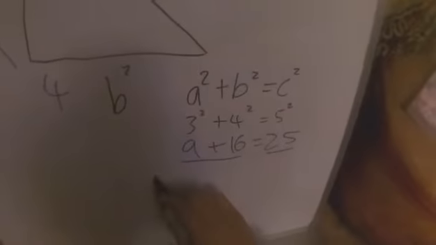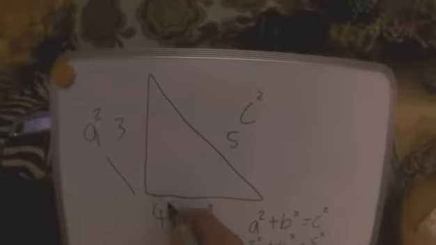So 16 plus 9 equals 25. So the answer is 25. There you go, a right-angled triangle.